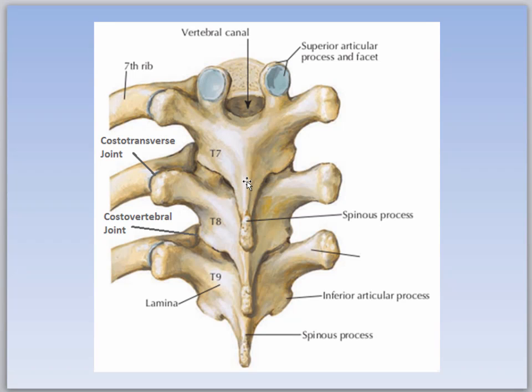This is the spinous process. All of this, remember, the spinous process does make up part of the vertebral canal. This part here is the lamina. The smooth part, actually, where the T7, T8, and T9 are, is the lamina.